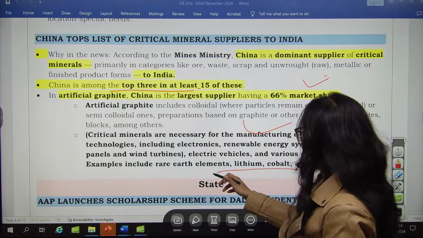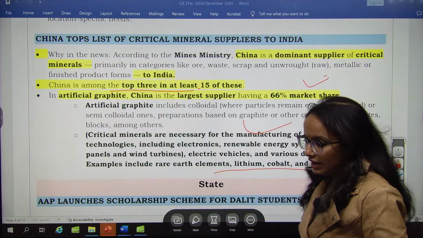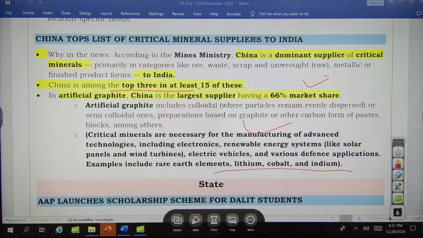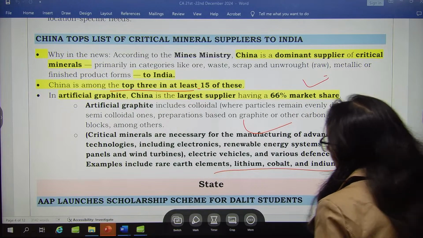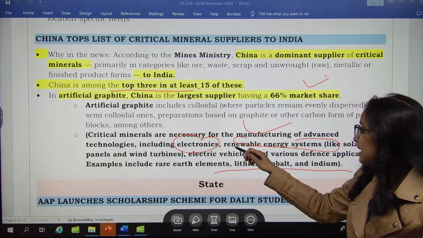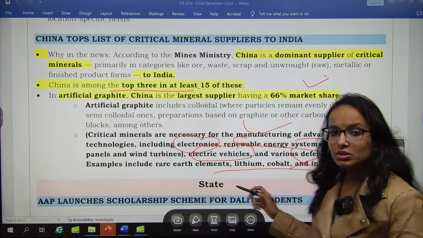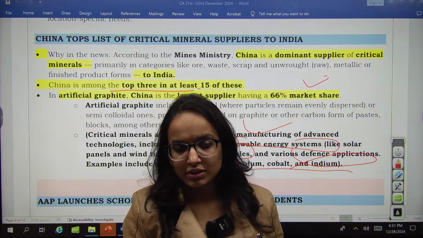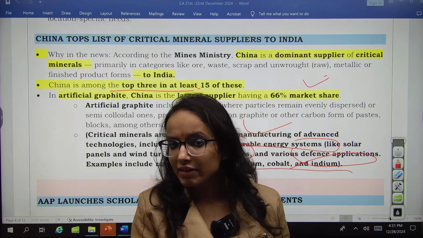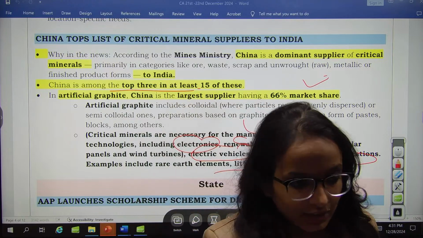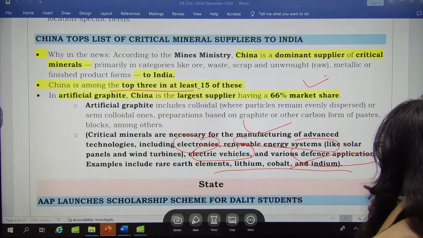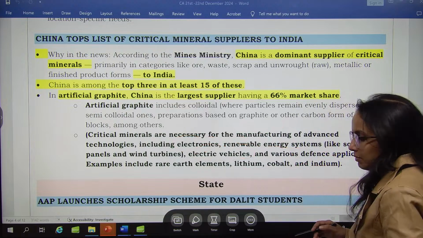Lithium, cobalt, etc. They are critical because they have application in the future industries like defense industry, in manufacturing of advanced technologies, in electronics, in renewable energy systems, solar, wind panels, etc., electric vehicles, defense applications. So they are very, very important because these are the future industries, right? And if you want to grow these industries, these minerals are very, very important. Also, they are not abundantly available. They are concentrated at few places. So China is presently having the largest reserves of rare earth minerals discovered so far. And remember, it is the dominant supplier of critical minerals to India.